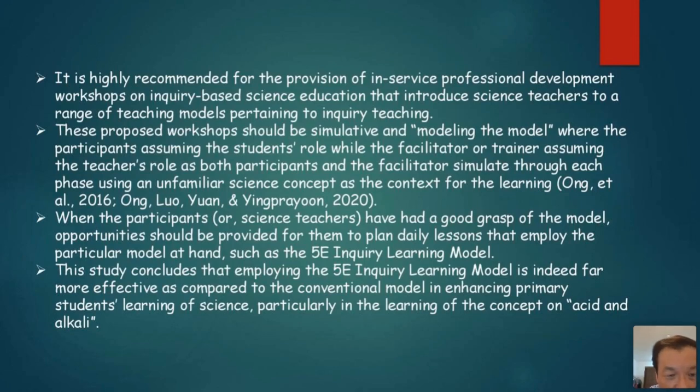And so this study concludes that the 5E inquiry learning model is indeed far more effective as compared to the conventional model in enhancing primary students' learning of science, particularly in the learning of the concept of acid and alkali.